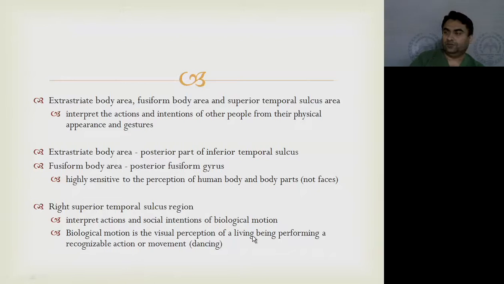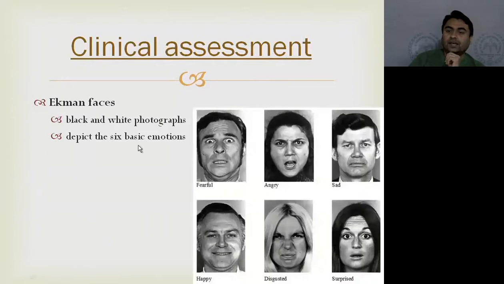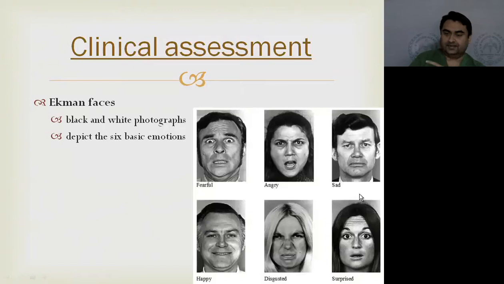For example, a dance. What are the symptoms if the social perception area is affected or the network is affected? It's a failure to recognize and respond to emotional cues and social cues. Emotional cues like facial expression or body language, or even social cues like boredom and anger. Like most of you look bored, I'm still persisting with my lecture. So the failure to comprehend jokes or puns that are clear to most, that is another typical symptom. Now, how do you clinically assess the perception? The Ekman faces, which are black and white photographs of six basic emotions: happiness, sadness, fear, anger, disgust, or surprise. So recognition of these helps to know if you're able to have facial expression recognition.